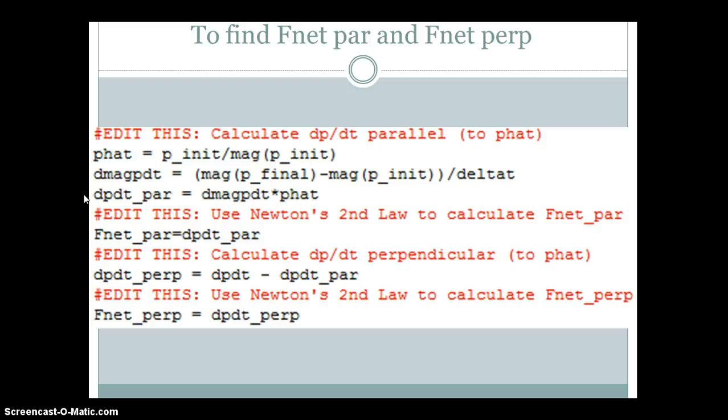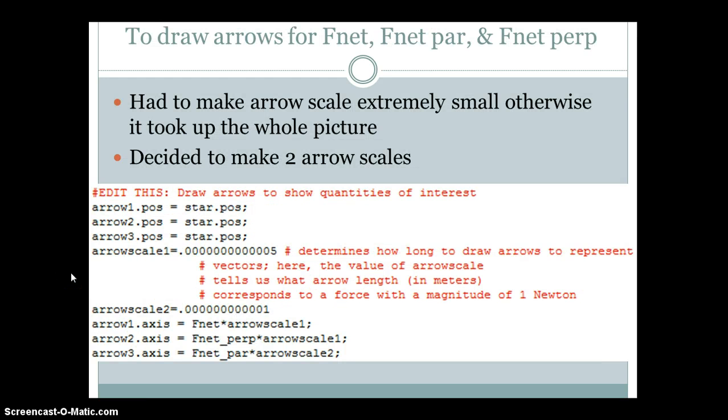Once we have dp dt parallel, we again use Newton's second law to connect the total pushes and pulls along that same direction. Using that, we found the Fnet perpendicular, using the code that you see down here. We have already included code to draw arrows for Fnet, Fnet parallel, and Fnet perpendicular, which you see right here. I chose to make the arrow scales much smaller, otherwise they would take up the whole picture and you couldn't see the movement of the star.